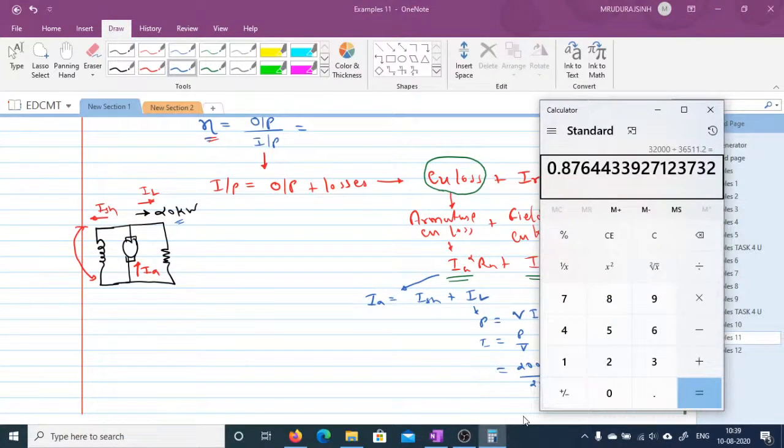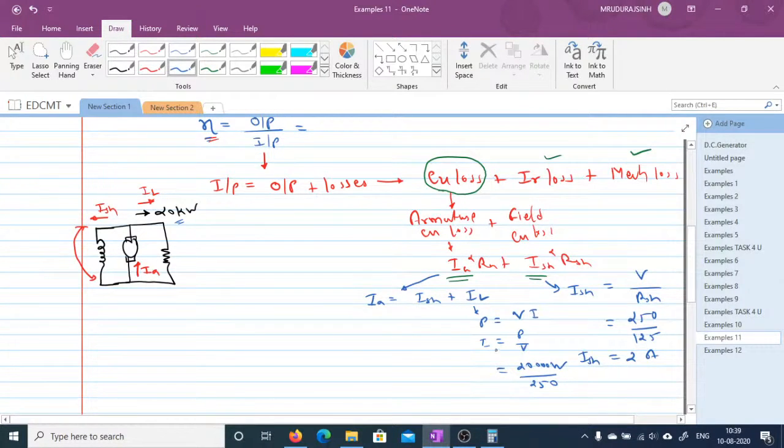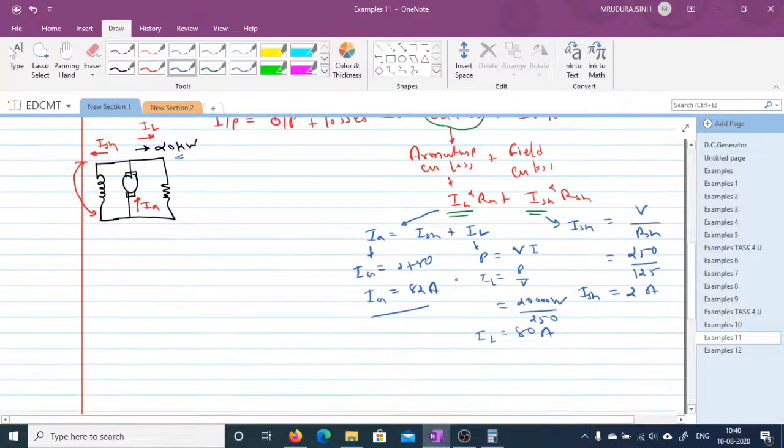So let's calculate this. 20,000 divided by 250 gives us 80. So the amount of current IL is equal to 80 ampere. Now let's write Ia. ISH is equal to 2 ampere, this is 80 ampere, so Ia will become 82 ampere. So this is our Ia, we have found Ia, we have found RSH. So let's place these two quantities over here and find the total copper loss.